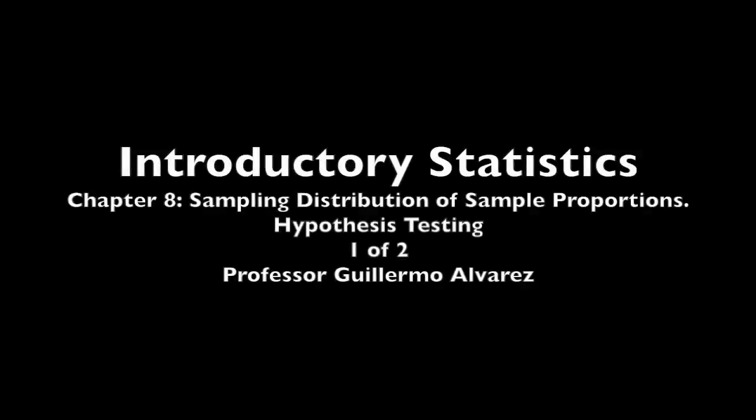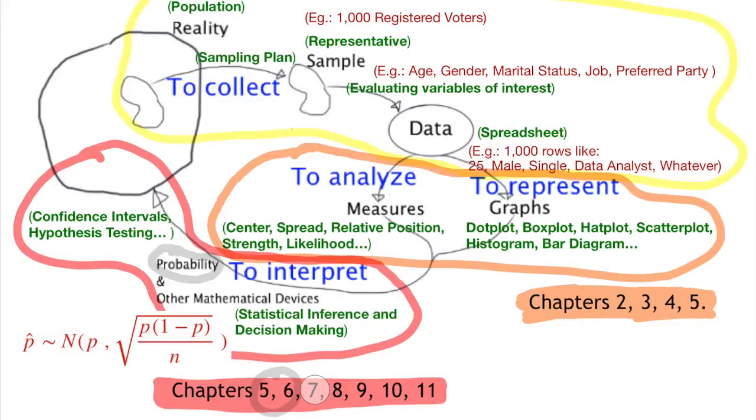Hello, welcome to Chapter 8, Sampling Distribution of Sample Proportions, Hypothesis Testing. In Chapter 7, we saw that under certain conditions, the sampling distribution of sample proportions follows a normal model whose mean is the proportion in the population and whose standard error is given by this formula.